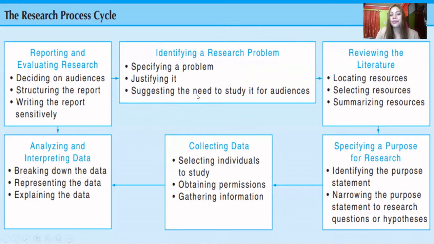Now, in order for you to justify and suggest the need to study, you locate literature that is related to your topic or to your research problem. In reviewing the literature, you need to locate the resources, select the resources, and summarize those resources. After doing so, you have to specify the purpose of your research.